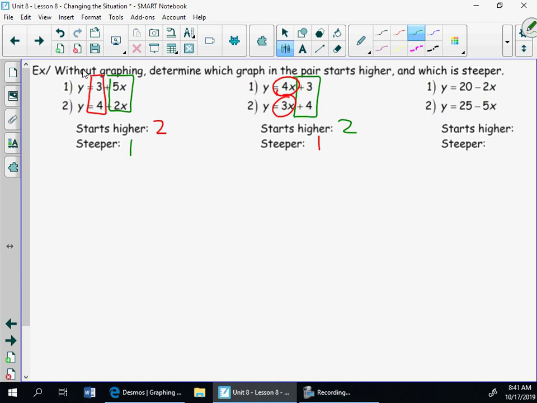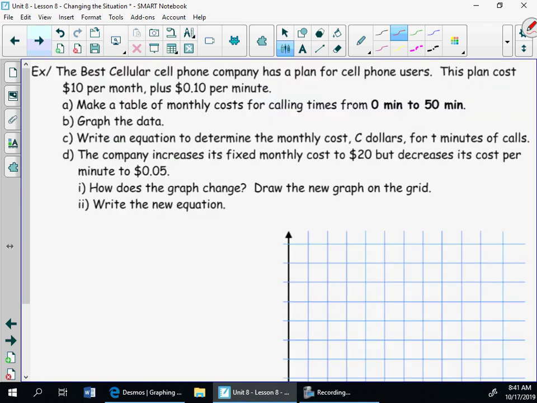And the last one, okay, which of these starts higher? Well, my initial value is right here, so 25 is bigger than 20. Which is steeper? 5 is bigger than 2, so 2 is steeper. Okay, just about patterning. Hey, how do we actually apply this?